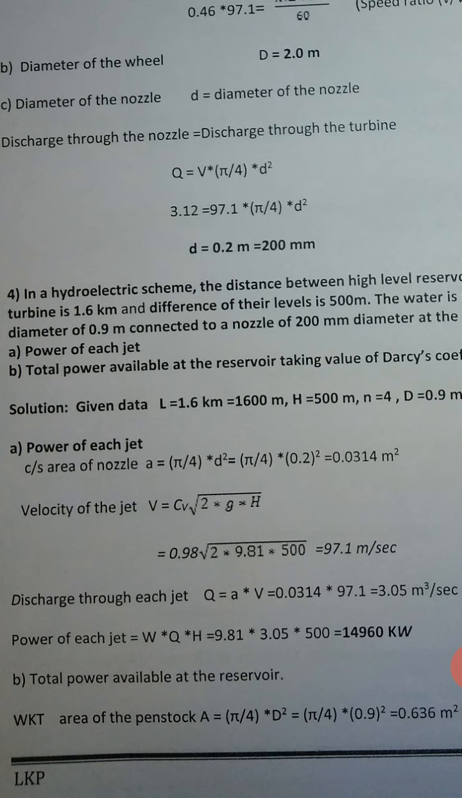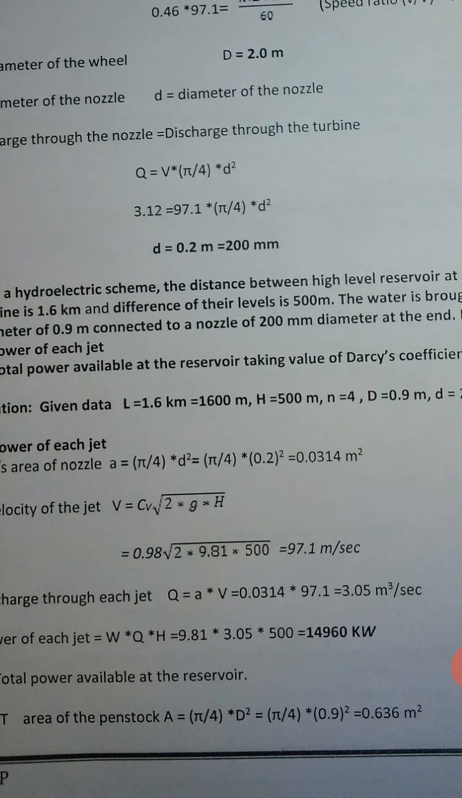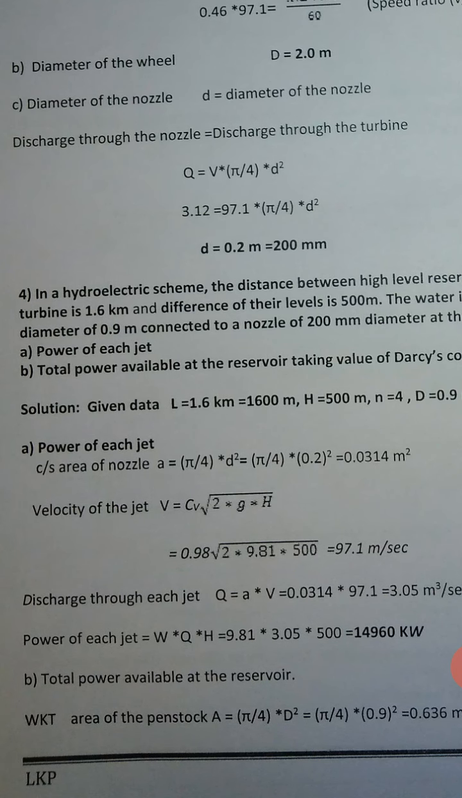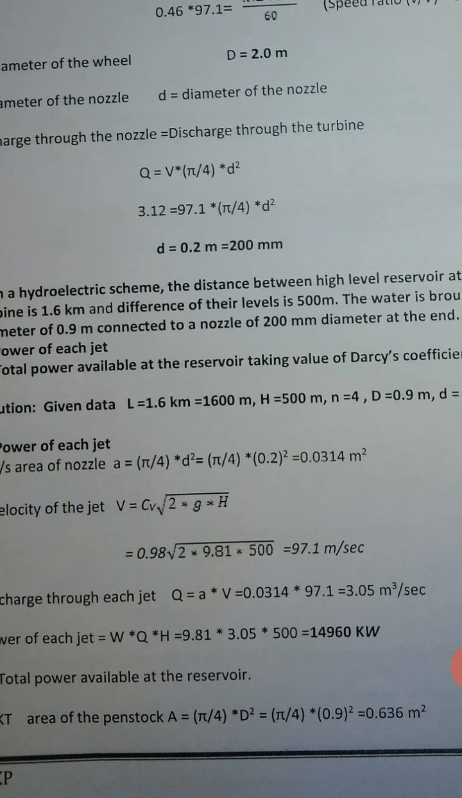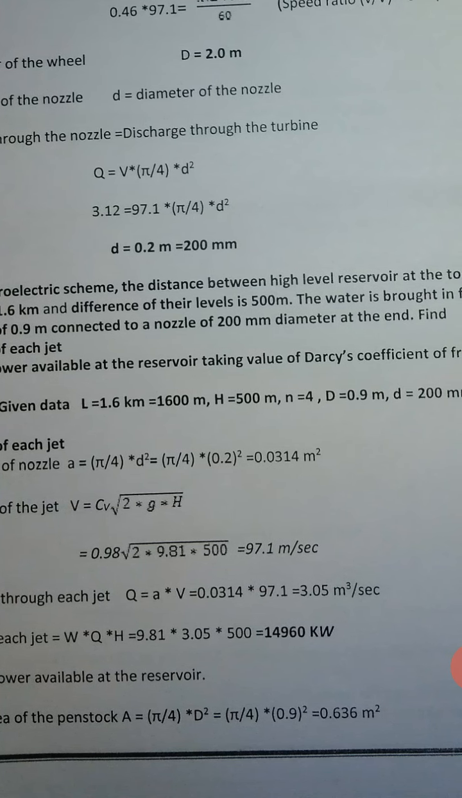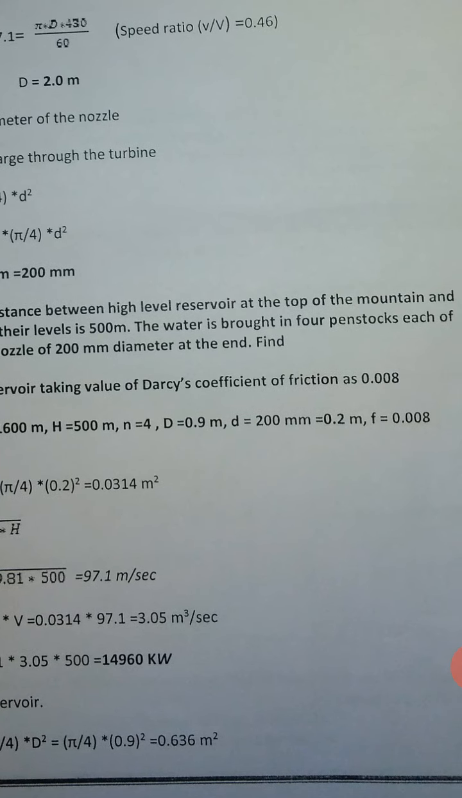Then the power of each jet: the cross sectional area of the nozzle is equal to pi by 4 d square. Then the velocity of the jet equals Cv under root of 2gh, that is 97.1 meters per second, and the discharge through each jet, Q equals a into v, so that is 3.05 meter cube per second. Then the power of each jet equals wqh, that is 14,960 kilowatt. And for the total power available at the reservoir, the area of the penstock is 0.36 square meters.